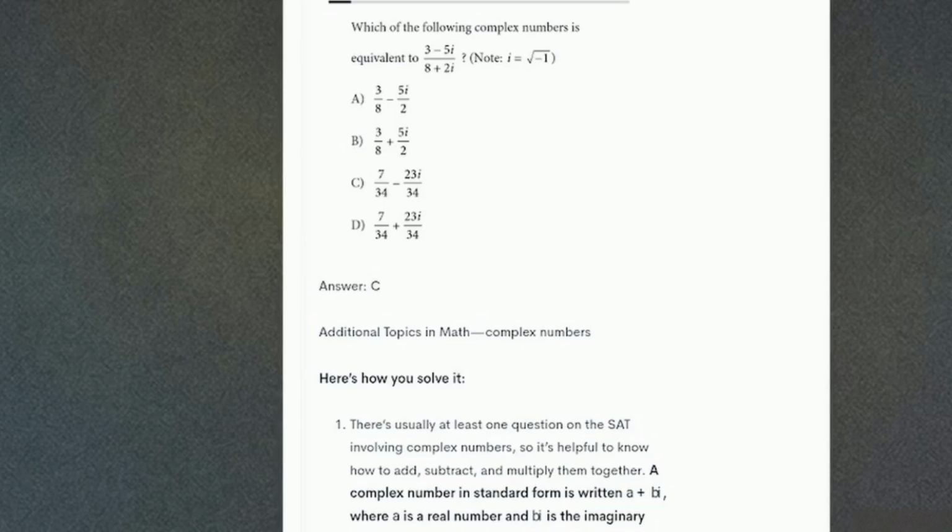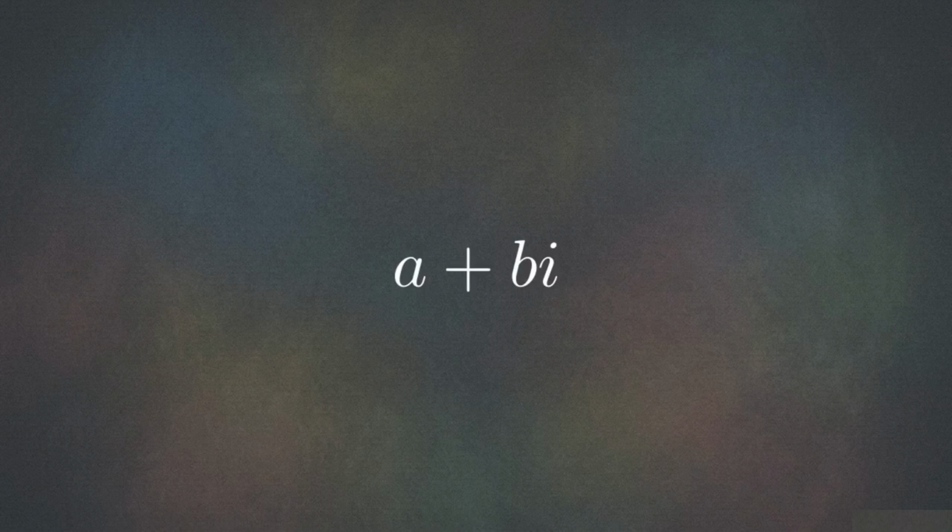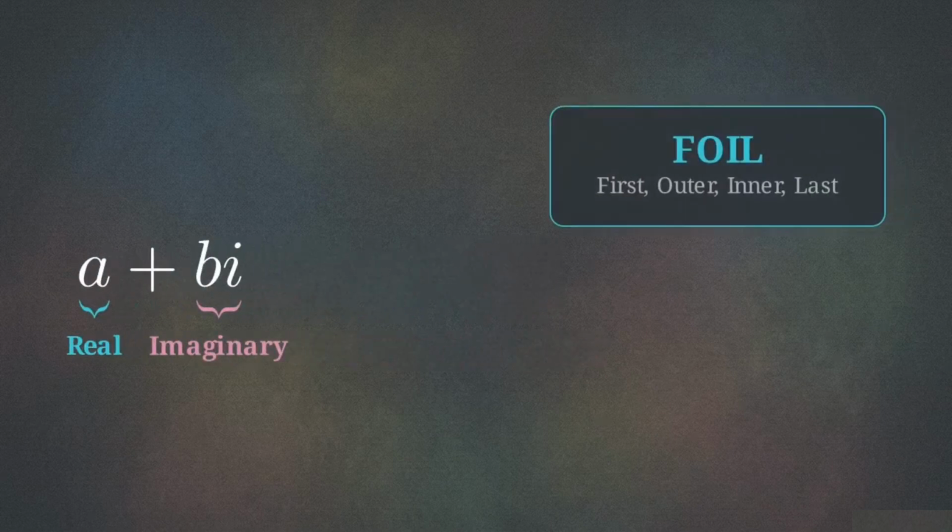Take a look at this question from an SAT practice test. It asks us to find the equivalent of (3 - 5i) over (8 + 2i). Having an imaginary number in the denominator can make the expression look unsolvable at first glance. Our goal is standard form, a + bi, where i squared equals -1.